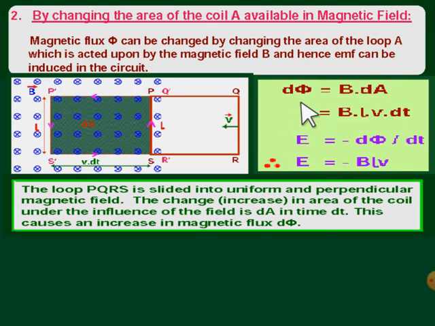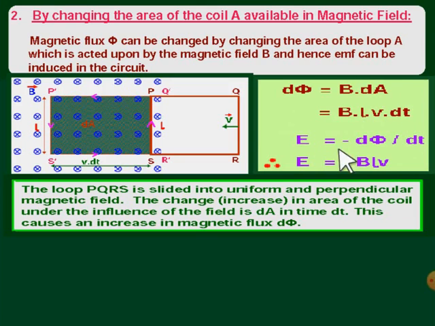So dΦ, the change in the magnetic flux, will be equal to B dot A. B is uniform, so there is no change in the magnetic field induction, but there is an increase in the area of the coil where the magnetic lines of force strike or link. So dA will be equal to what? This is a rectangle, so the change in area dA will be equal to length into breadth. If you take the length as L and the breadth as v dt, then length into breadth will give you the area dA.